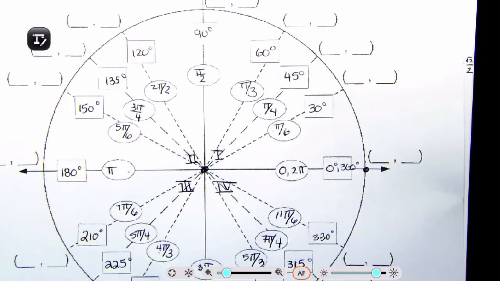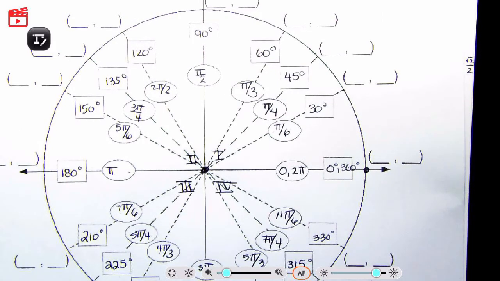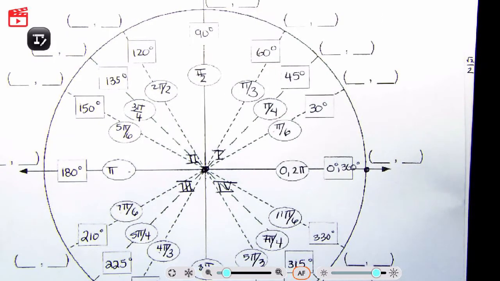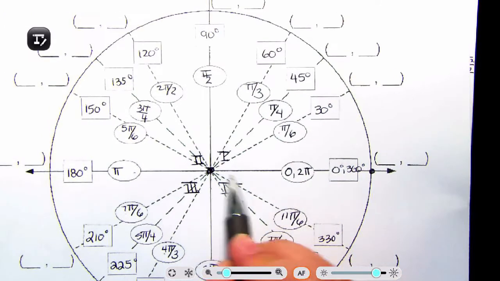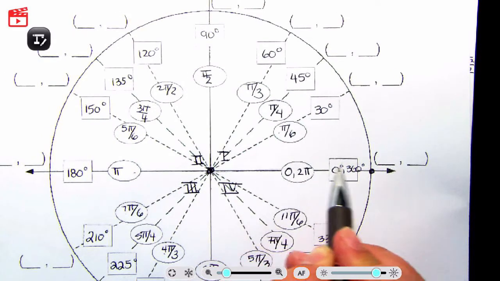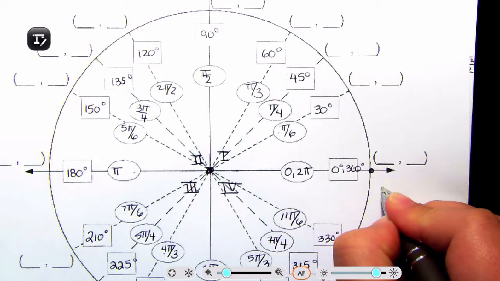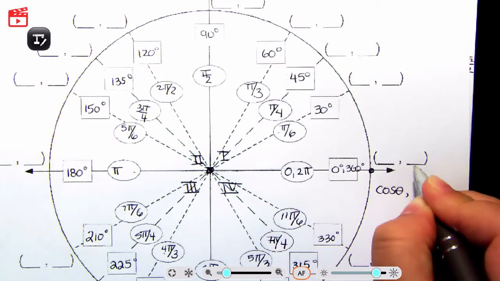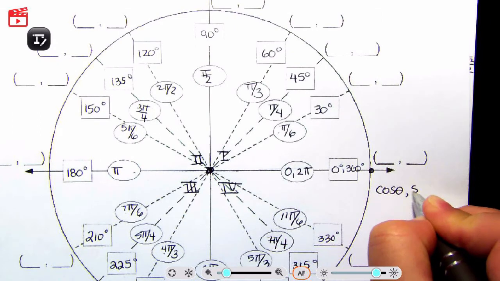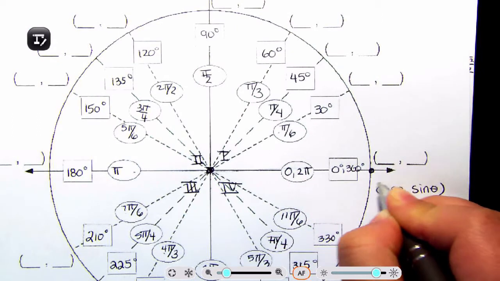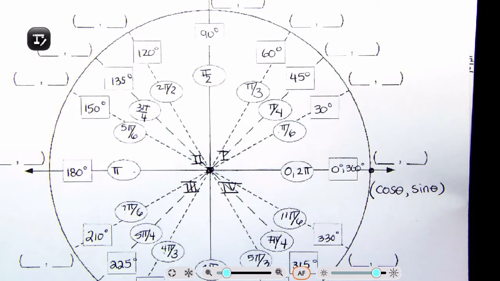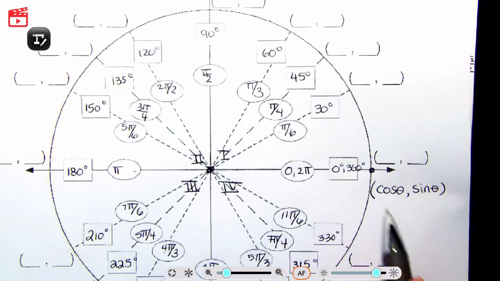So we want a coordinate point, just like when we're saying 3, 2 is a coordinate point. We want a coordinate point here. Recall that the x-axis, or the horizontal line, that's going to be your cosine. The y is going to be your sine. You can also think of it as alphabet. C comes before S in the alphabet, so it's going to be cosine, sine.